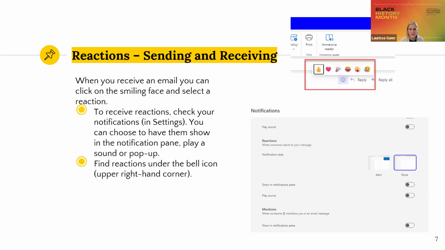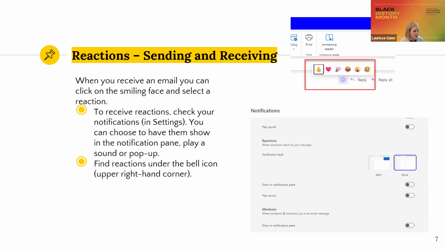So if you want to view reactions, do you want to see when somebody gives you a thumbs up or something? You, of course, are going to go in your settings, the little gear icon in the upper right-hand corner of Outlook. You can choose how you want to show the notifications. So that means you can say whether you want the little pop-up notification pane. Do you want it to play a sound when you get a reaction? What would you like? So you have a couple of options for that.